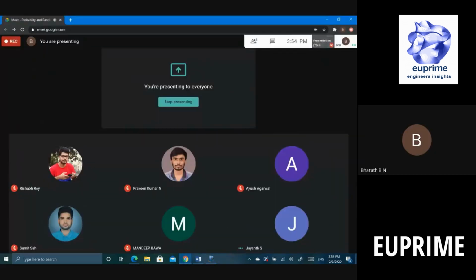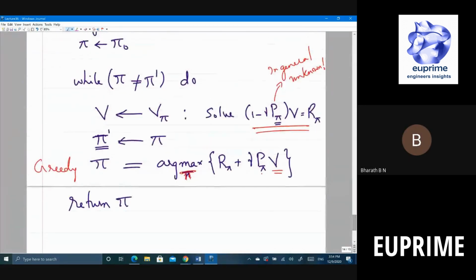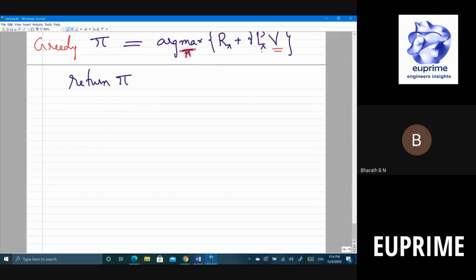Yes, sir, pi not equal to pi dash, what does it mean, sir? Pi is a policy, right? What do you mean by policy? It's a map from state to action, a function. Whenever the function pi is not equal to the function pi dash, you continue. That's what it means.